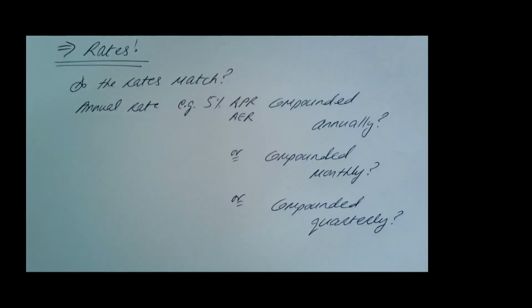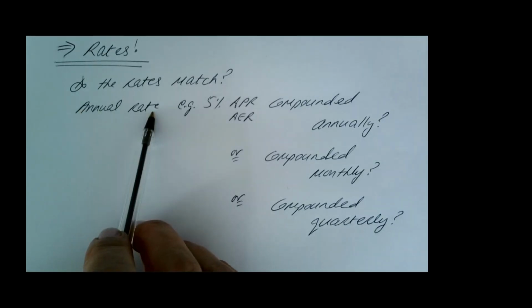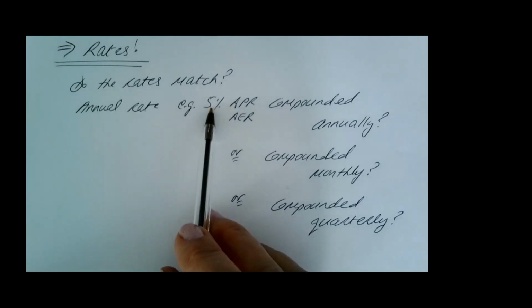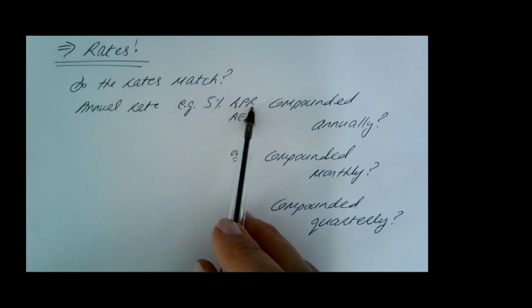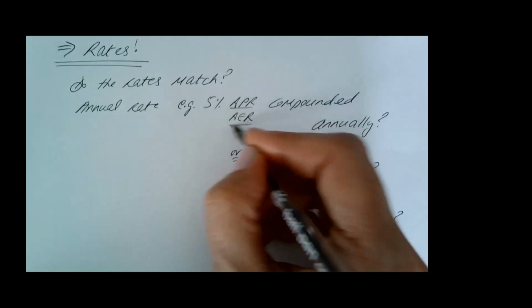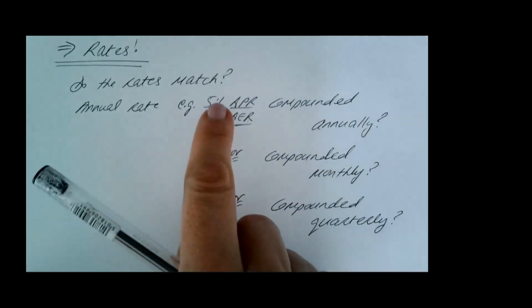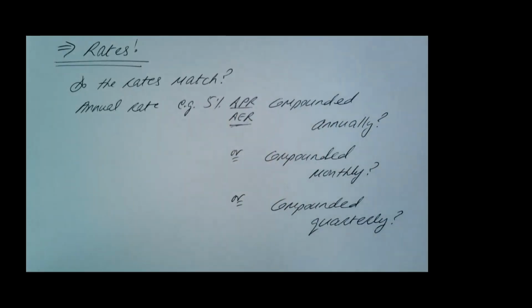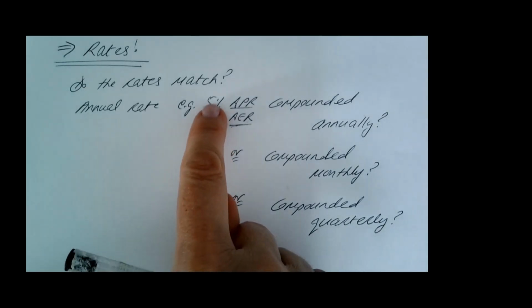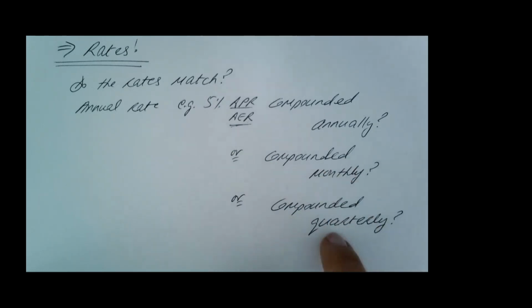And what I mean by that is, do you have an annual rate? Are you given an annual rate in the question? For example, maybe 5%, and you're told that's the APR or maybe AER, okay? They imply their annual rates. But maybe it is compounded annually. So if it's an annual rate and it's compounded annually, they match. That's fine. That rate matches how it's compounded. But maybe you're given an annual rate and it's compounded monthly, or maybe you're given an annual rate and it's compounded quarterly. Now that's when you've got an issue.